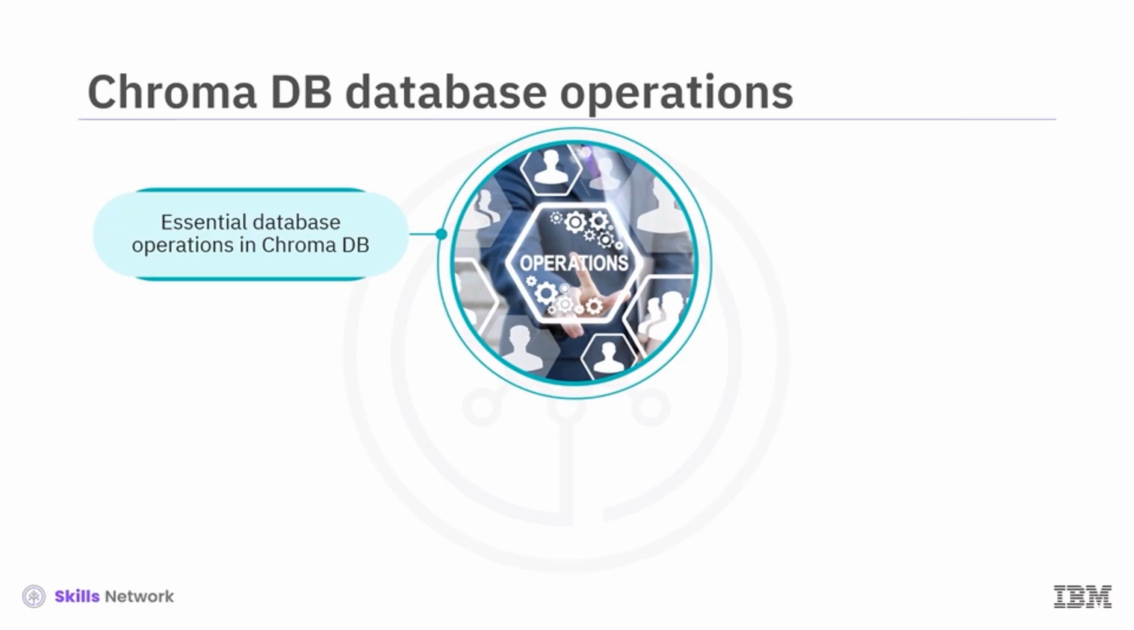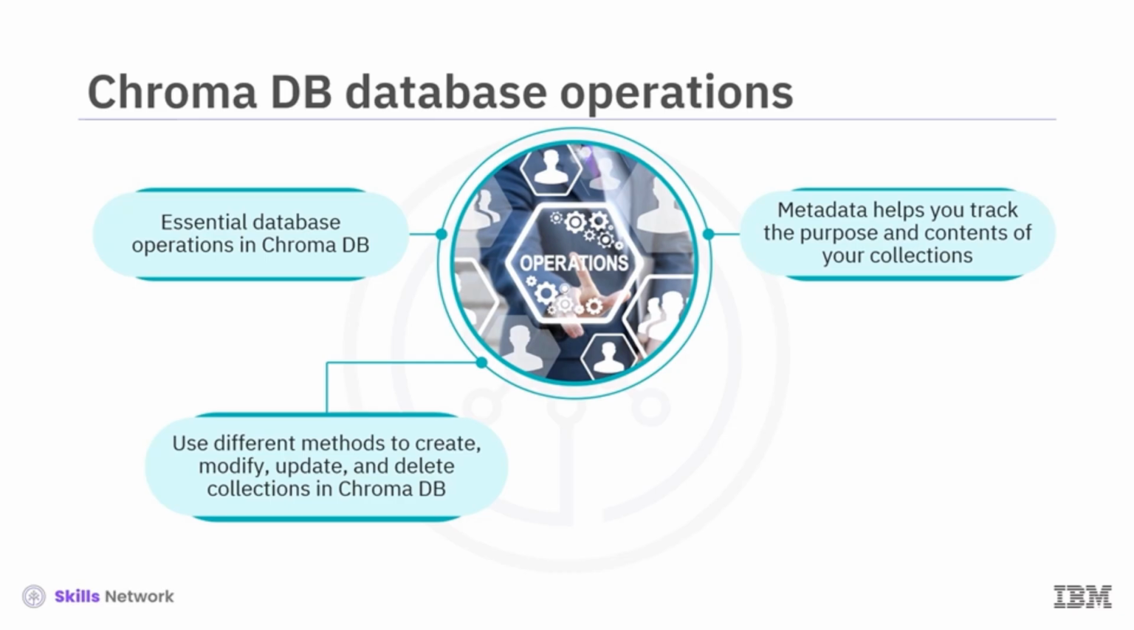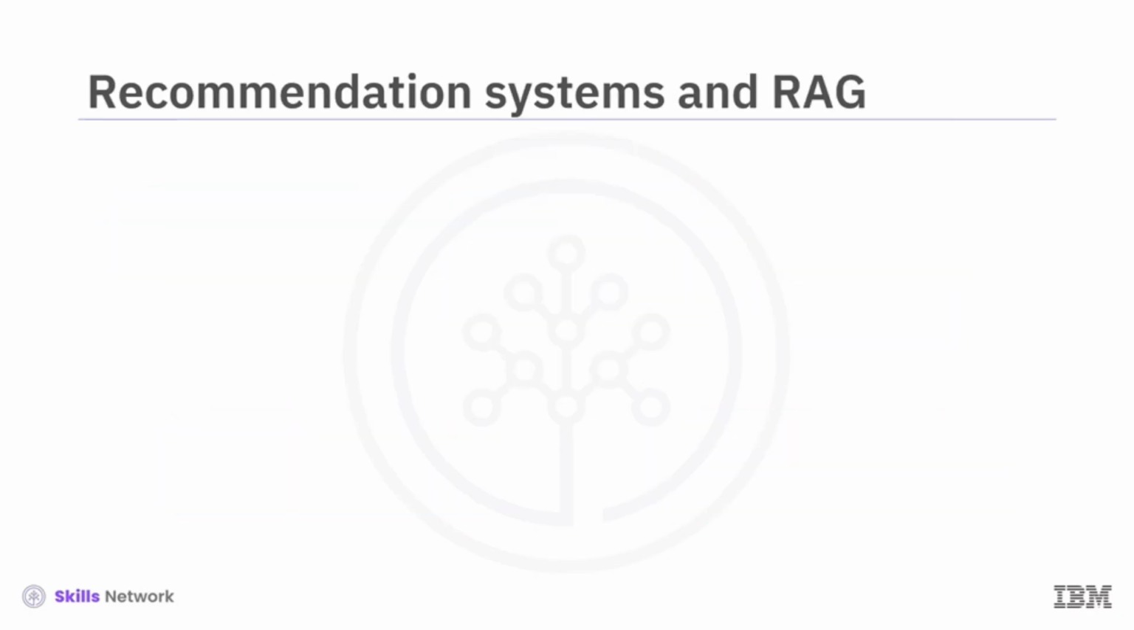Collections are a way to organize your data within ChromaDB. You use a variety of different methods to create, modify, update, and delete collections in ChromaDB. Metadata helps you keep track of the purpose and contents of your collections. The HNSW space configuration parameter is used to specify the distance function when performing approximate nearest neighbor searches in ChromaDB.